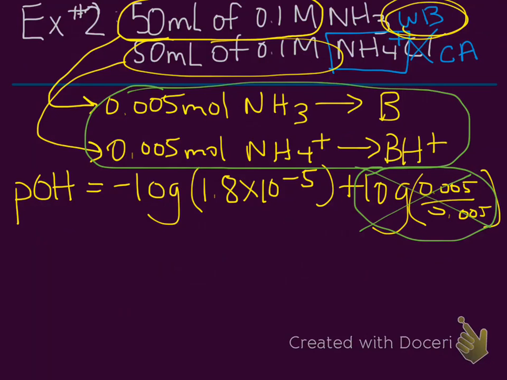So now it's just a matter of plugging it into the calculator. All right, so I found out that the pOH was 4.7, make that a little bigger, 4.7. So that would make my pH 14 minus that.